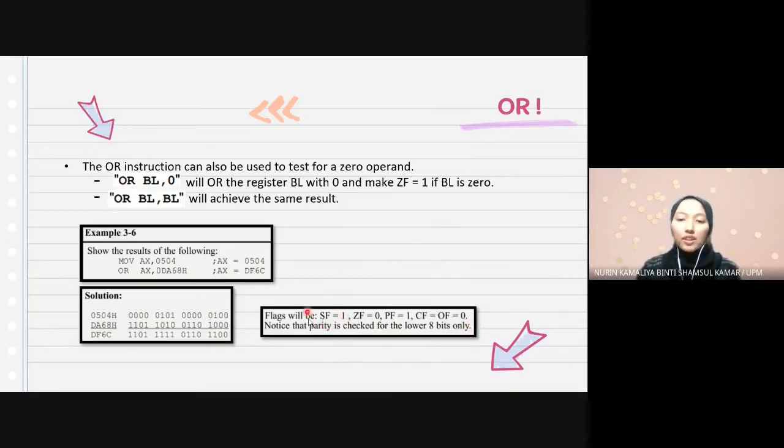Alright, so for the SF, we will look at the D15 status. The ZF is equal to 0 because the result is not all 0. For the parity flag equals 1, as they noted here, the parity is checked for the lower 8 bits only. So we look at the lower 8 bits. The lower 8 bits have 1, 2, 3, 4, four ones, which means it is even. So when it is even, the parity flag equals 1.